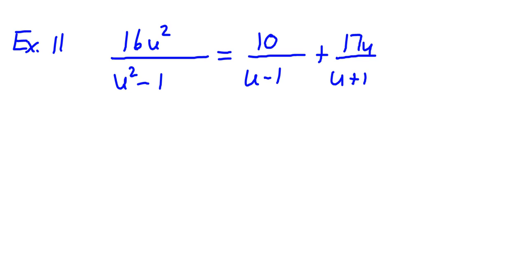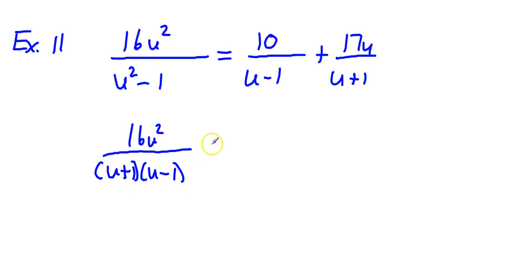Now, here's one where you can almost set yourself up because you've got a u minus 1 and a u plus 1. This is the difference of two squares, correct? So for this one, you can almost go ahead and think about this denominator as being u plus 1 and u minus 1.